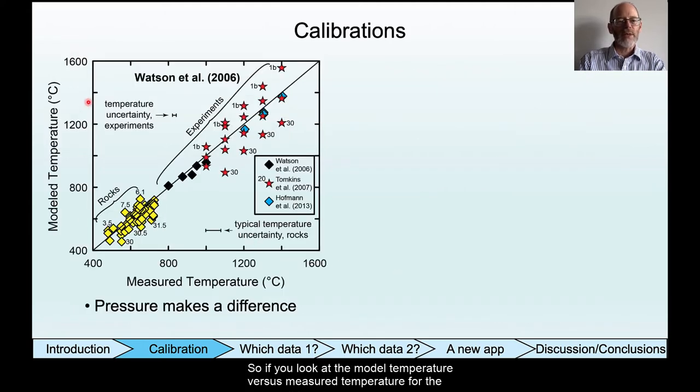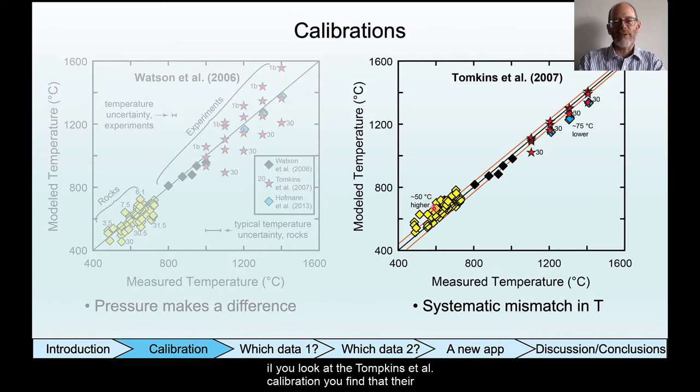So if you look at the modeled temperature versus measured temperature for the original Watson et al. experiments, then what you find is that the low pressure experiments and the low pressure rocks are modeled with too high a temperature, whereas the high pressure experiments and high pressure rocks are modeled with too low a temperature. If you look at the Tompkins et al. calibration, you find that their calibration does a much better job. However, it does not fit the data of Hoffman et al., so they're predicted to be 75 degrees C lower, and rocks are predicted to be 50 degrees C higher than they actually are.